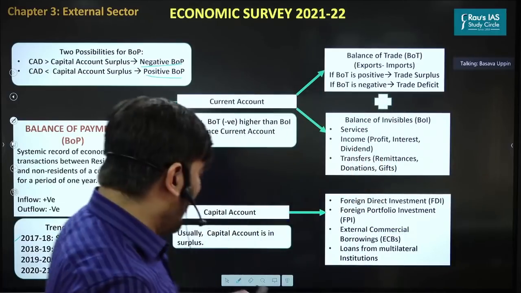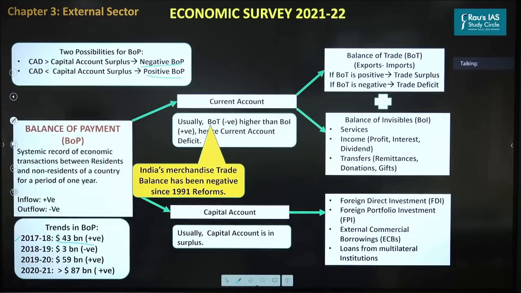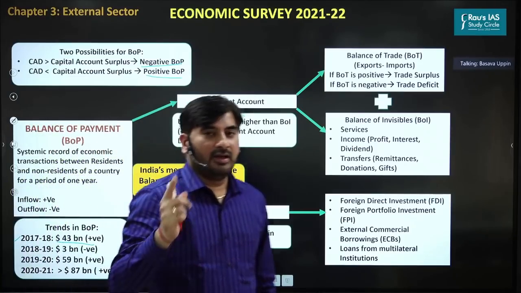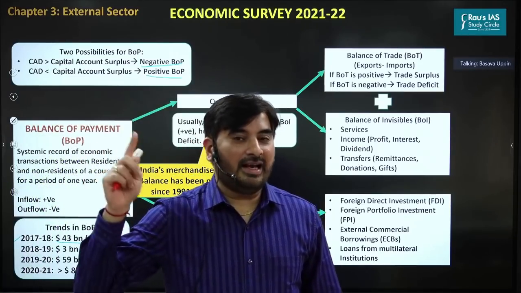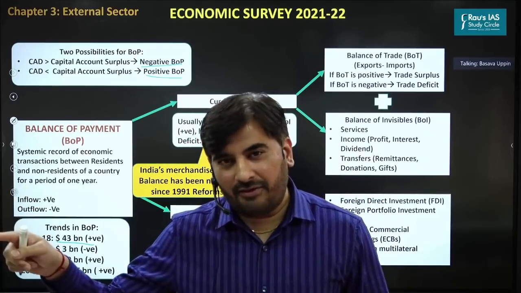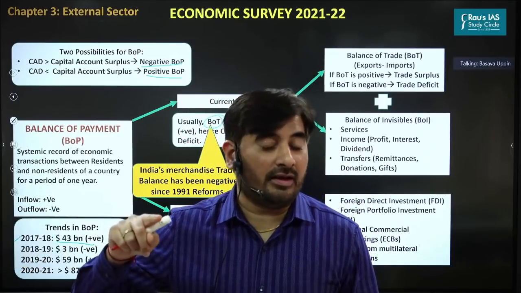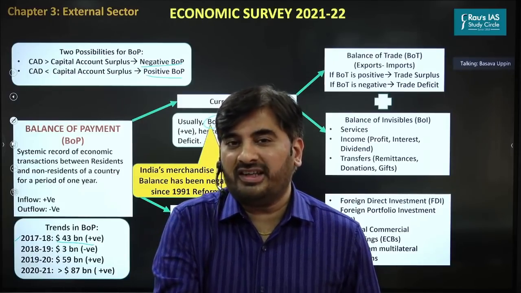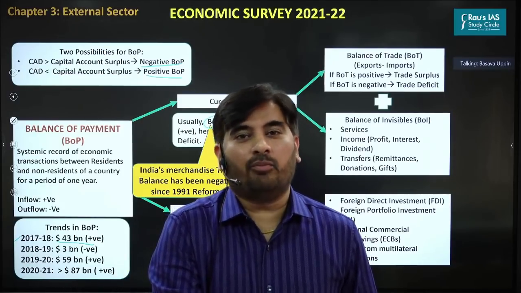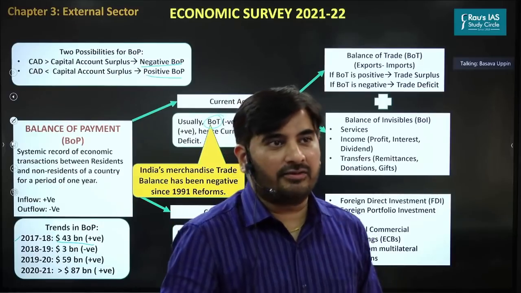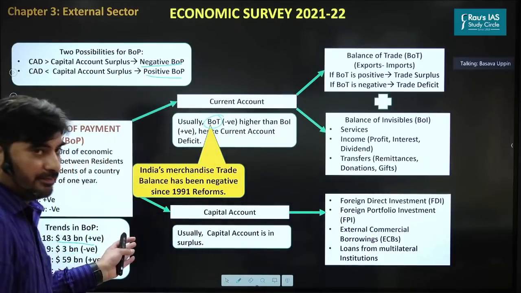Now, apart from that, the trends with respect to BOT, balance of trade. Please remember this very important aspect. Since India's independence, that is since 1947, balance of trade for India has been negative for most of the years. Only for 3 to 4 years, the balance of trade has been positive. Since the 1991 reforms, once again, balance of trade has been negative.